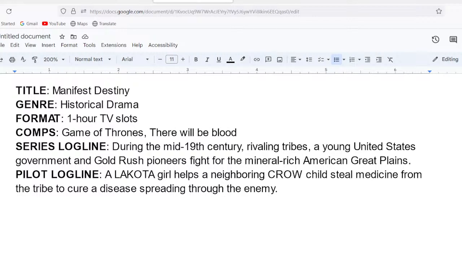True. Pilot logline: A Lakota girl helps a neighboring Crow child steal medicine from the tribe. Which tribe? That's 2 separate tribes. The Lakota tribe, so from her own tribe, to cure a disease spreading through the enemy. Well, a disease doesn't spread through the enemy; it spreads through enemy territory. I think that's what you're saying, right? Yeah. Okay. I wasn't sure how to structure the enemy part of it, and the enemy would be referring to the Crow, but I didn't want to use Crow twice.